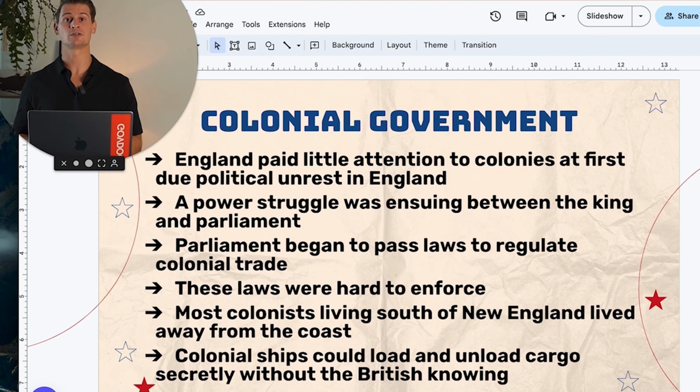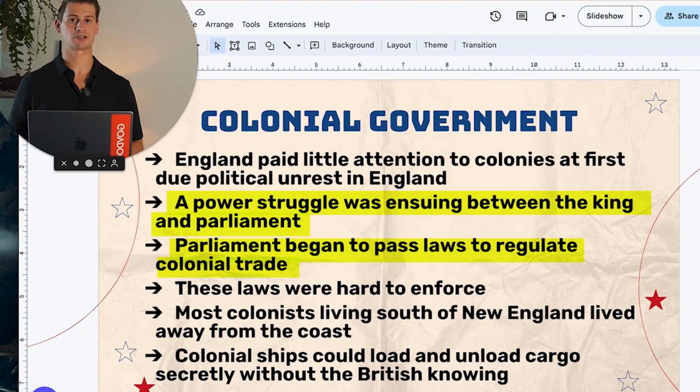Domestically, inside of England, we have a power struggle between Parliament and the King. Parliament began to start to regulate colonial trade, and back in the 1600s, 1700s, it's very, very difficult to regulate ships offloading goods in the colonies, right? We don't have a lot of technology. In order to actually understand where they were offloading and onloading goods, it would take a lot of intelligence, and you'd actually have to physically be there to witness it.